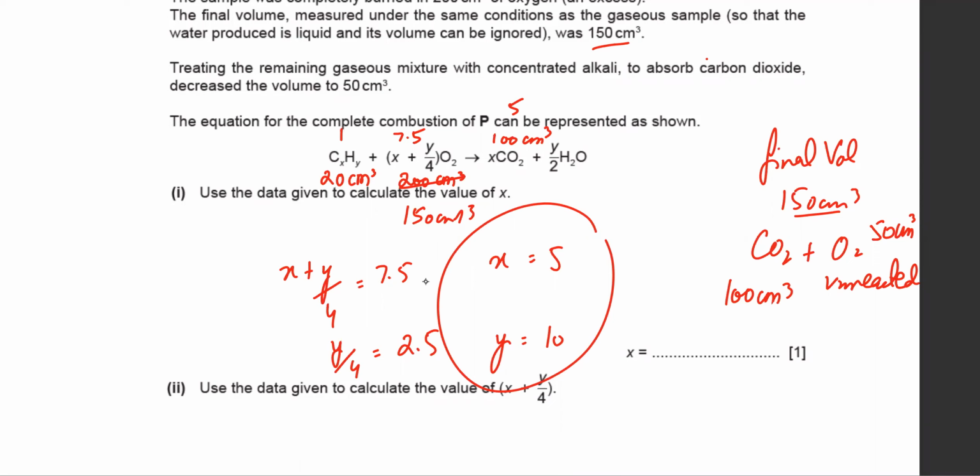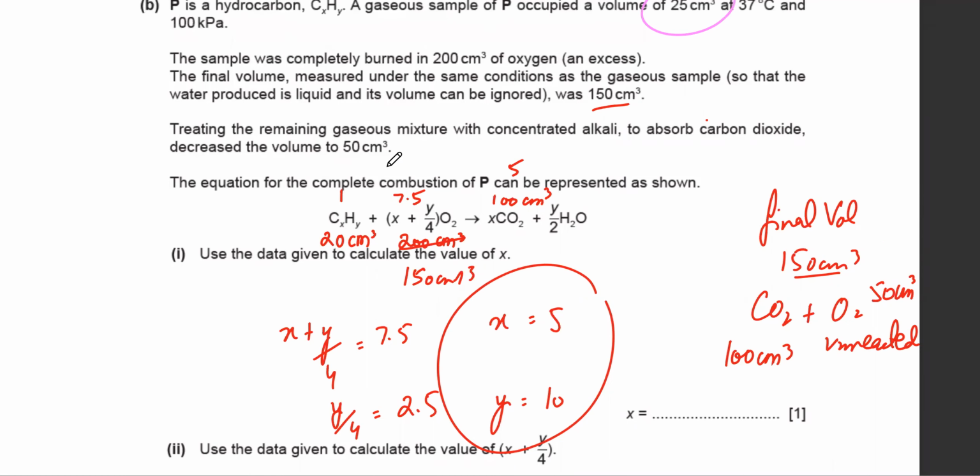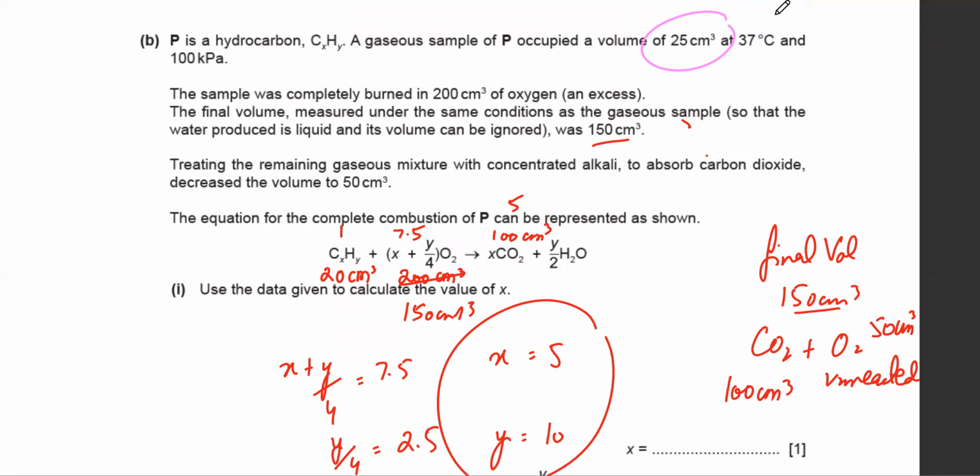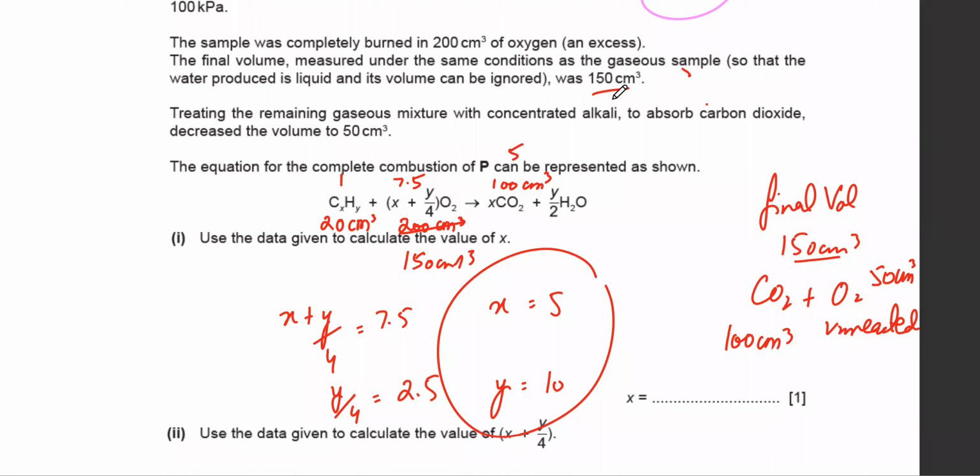Sir, can you repeat how oxygen is 150 cm³? Remember, he told us that the amount of oxygen initially added was 200 cm³, but that's in excess. Then he said that after the burning, the total volume is 150 cm³, which contained your products, carbon dioxide and the unreacted oxygen. It did not have water in it because at this temperature, water is a liquid. And when he removed the carbon dioxide from this 150 cm³ mixture, the volume decreases to 50. So the amount of oxygen that's left at the end is 50 cm³. Is this clear?